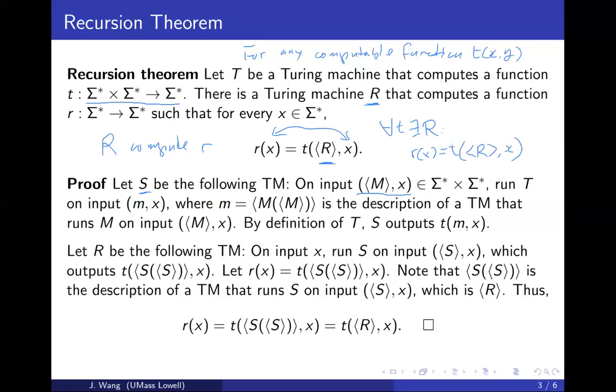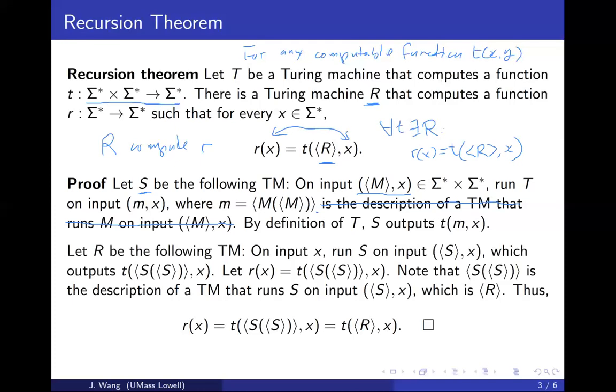Okay, so let's just close this. So this is what small m is. Then by definition of T, S outputs T of small m comma x. So that's what T does.